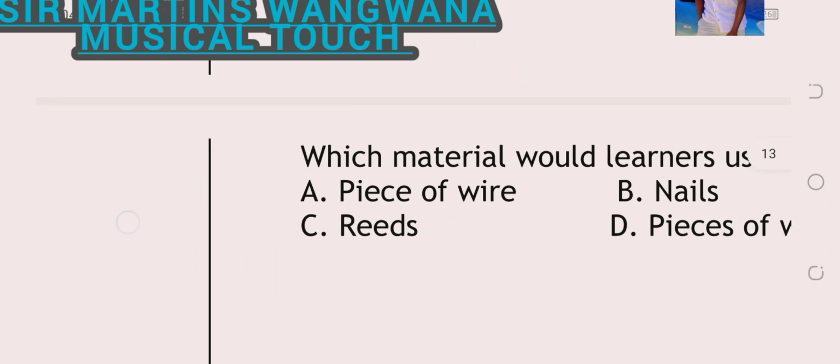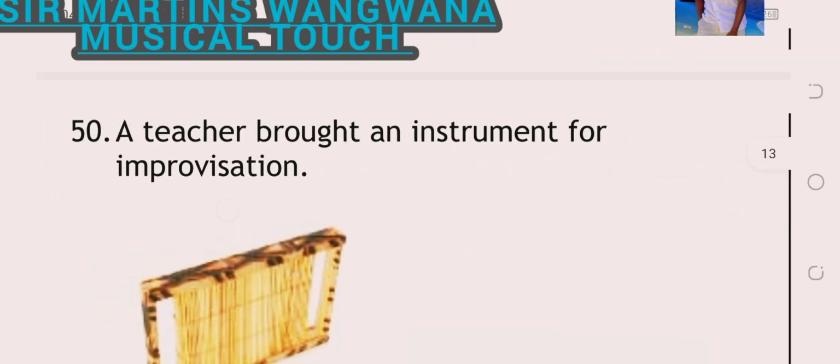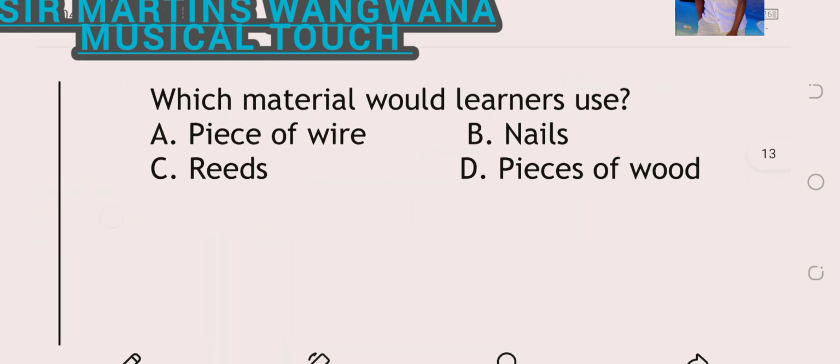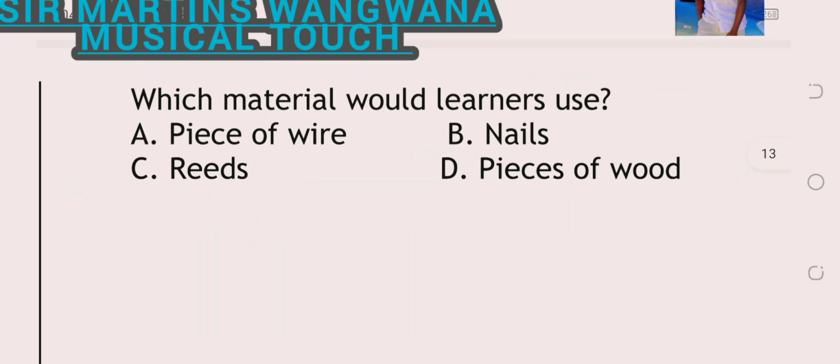Number 50, the last one. A teacher brought an instrument for improvisation. Look at the instrument. What do you think the instrument is? Then the question, which material would learners use? The correct answer there is, give me the answer in the comment section.